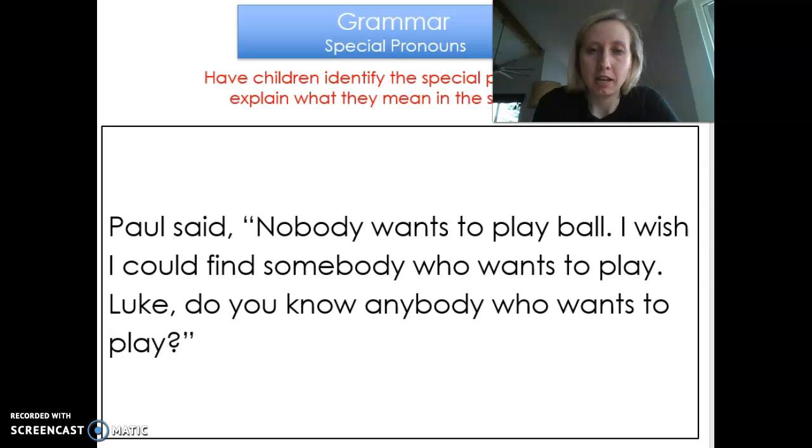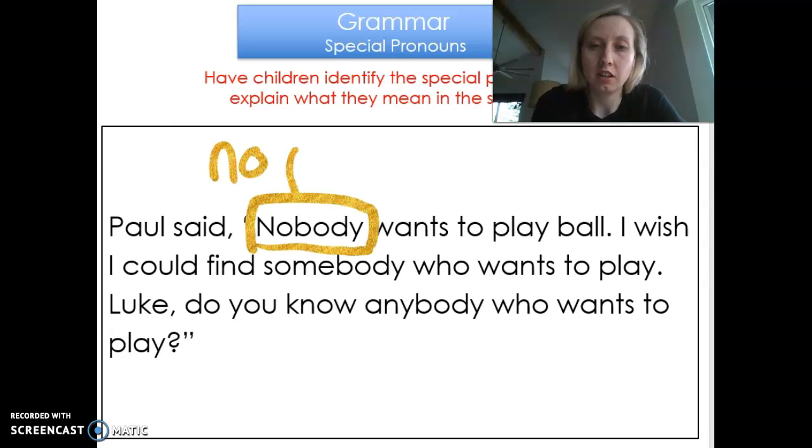Okay, so let's read some, and I'll give you 3 seconds to find it, and then we'll go over it. "Paul said nobody wants to play ball." 3, 2, 1. Nobody. Nobody literally means no person or no body.